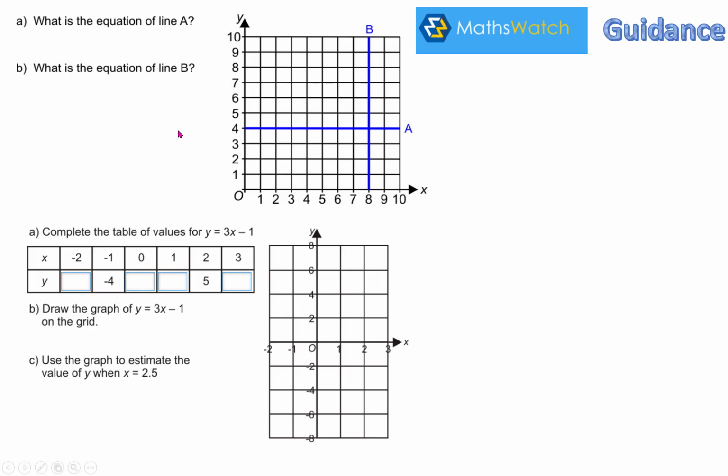Right guys, so Maths Watch guidance, and if you've done all the activities I've asked for and you can apply your knowledge, this will be quite easy for you. Now, what is the equation of line A? Well, every point on this line, the y coordinate is 4, so that line must be y equals 4.